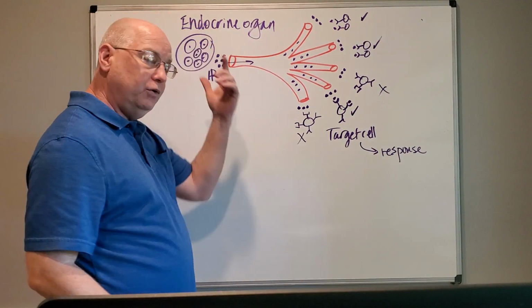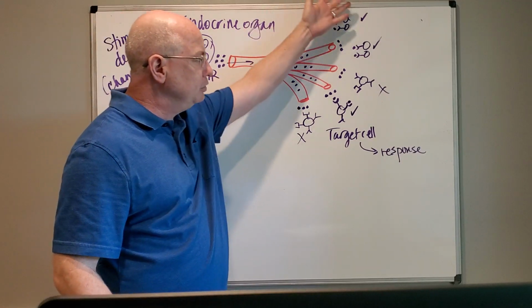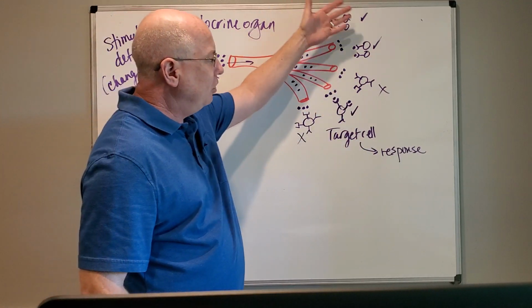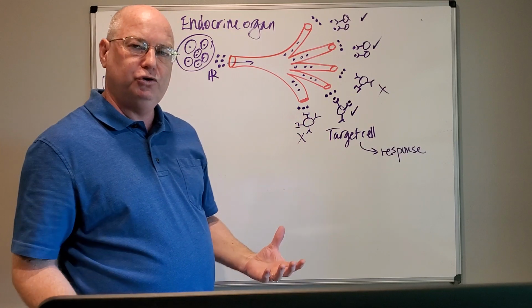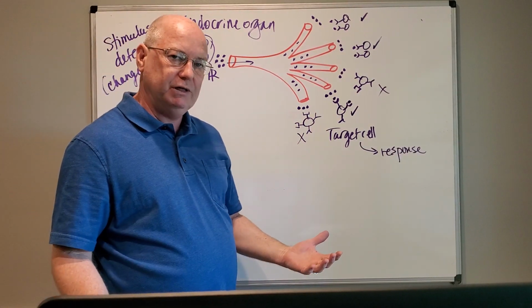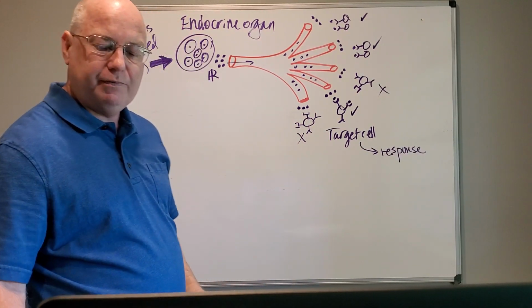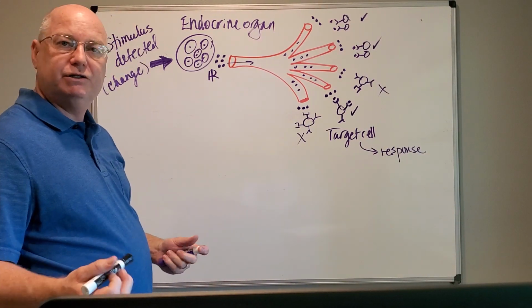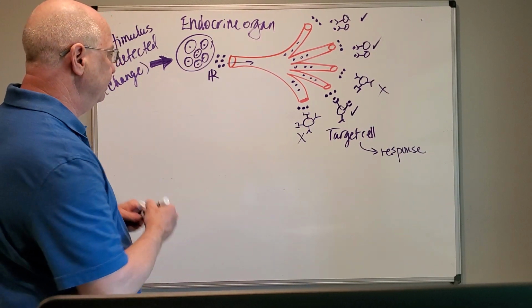So I can have one hormone released. It can go to multiple areas of the body and alter the physiology of multiple groups of target cells in multiple locations. Now, another type of cellular communication in the human body is synaptic transmission or synaptic communication.